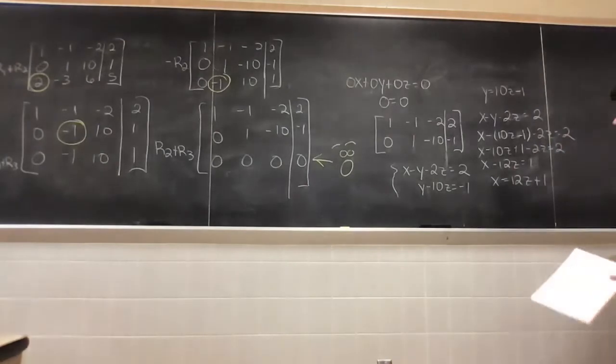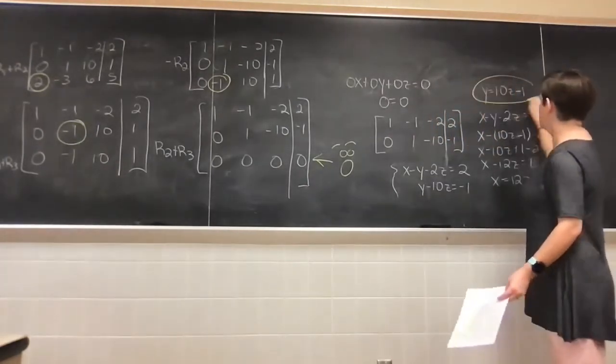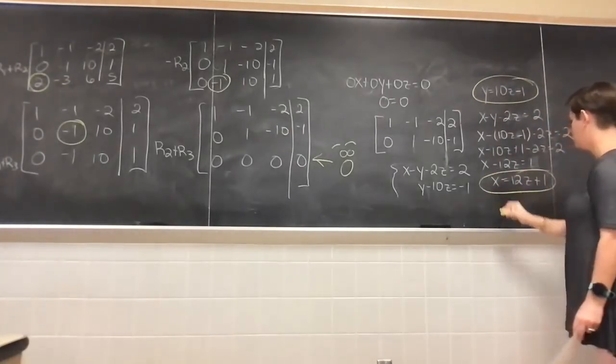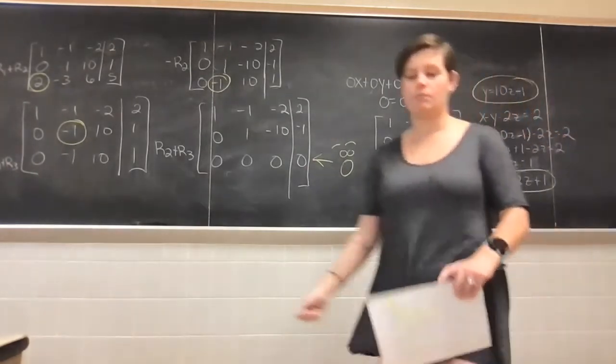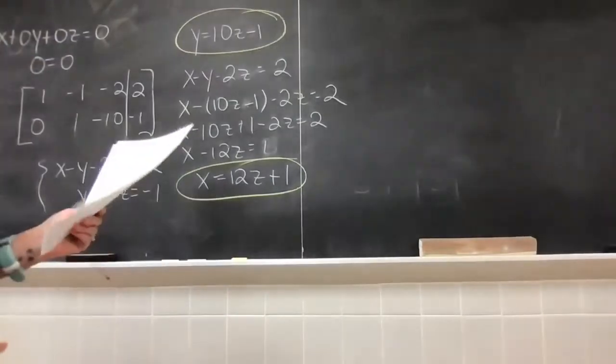You might be like, well, great. I don't know what that tells me. Well, we have y equals 10z minus 1, x equals 12z plus 1. So we don't know what z is because z went away, but we do know everything else in terms of z.